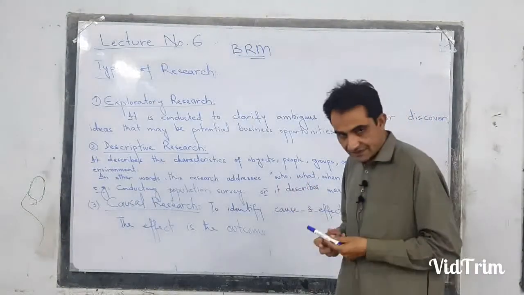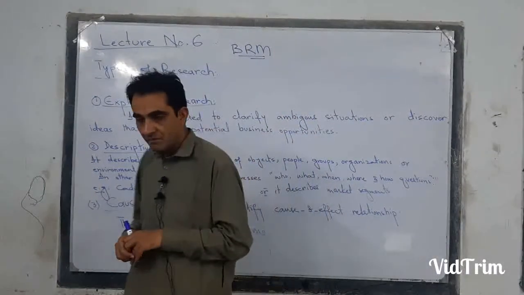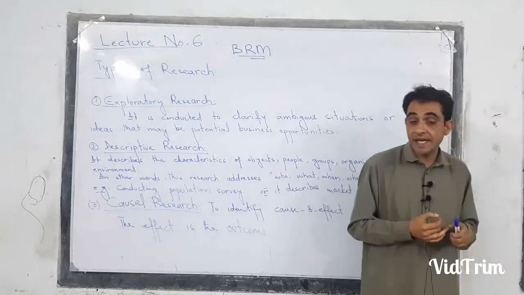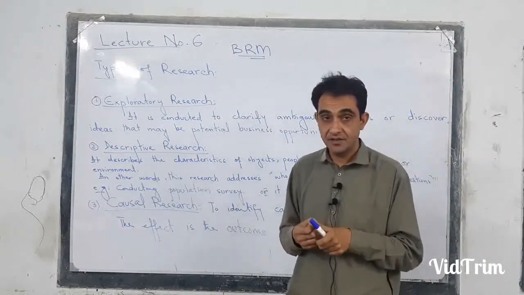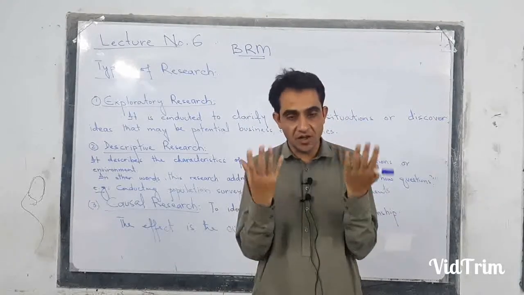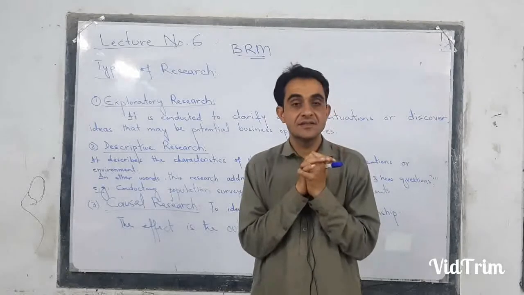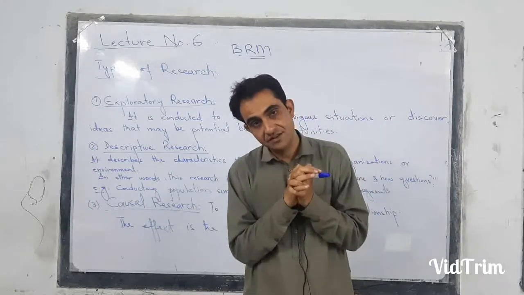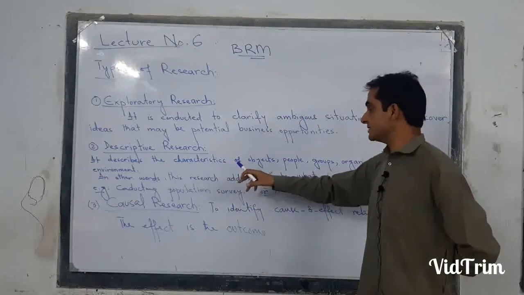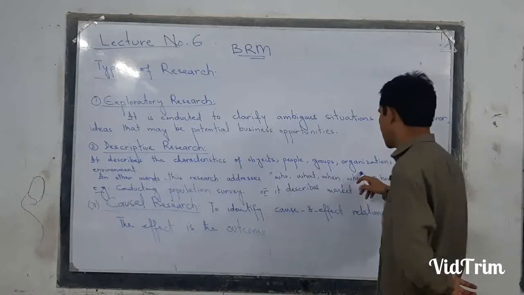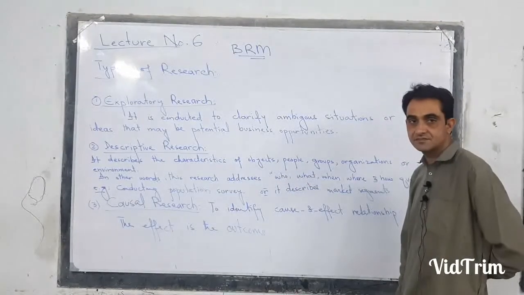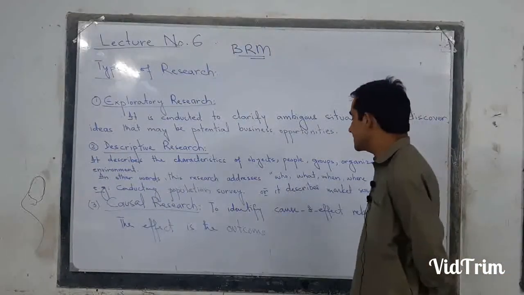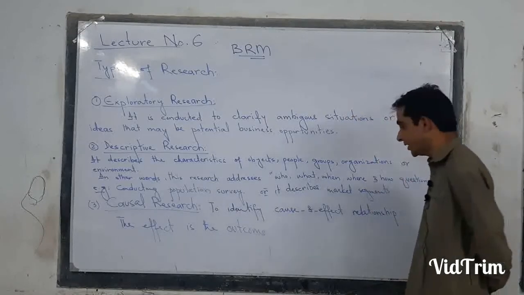It describes things. It describes all WH questions for us: who, when, where, what, why. All when we are trying to find out answers about these questions, this will be done through descriptive research. Or we can say that it describes the characteristics of objects, people, groups, organizations, or environment. It gives us the complete information. In other words, this research addresses who, what, when, where, and how questions.